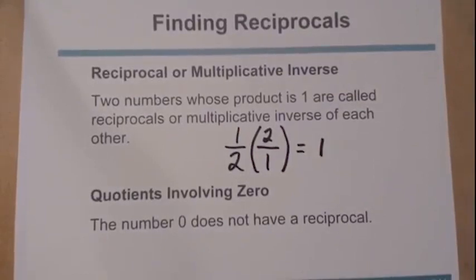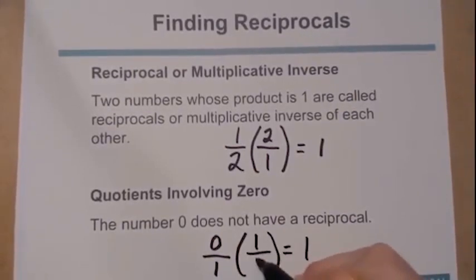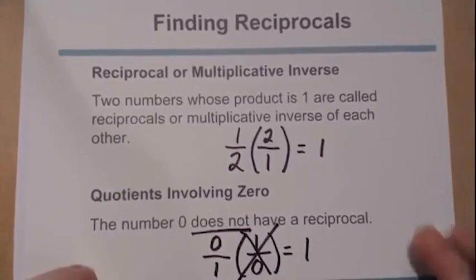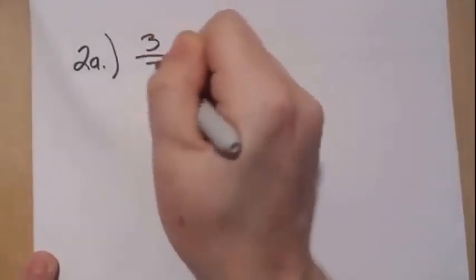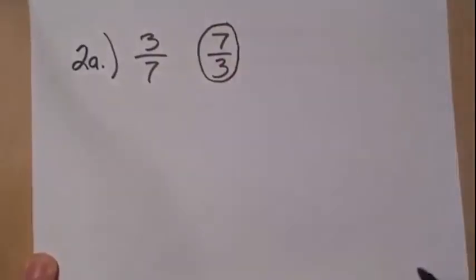A note, 0 does not have a reciprocal, because if we think of 0 as 0 over any number, let's just say 1, in order for it to have a reciprocal, the zeros would have to cancel. But we cannot have 0 on the bottom of a fraction, so 0 does not have a reciprocal. Three sevenths would have a reciprocal of 7/3. Just flip the fraction.